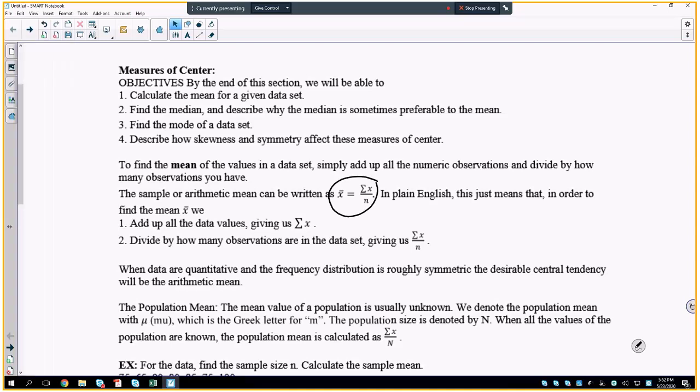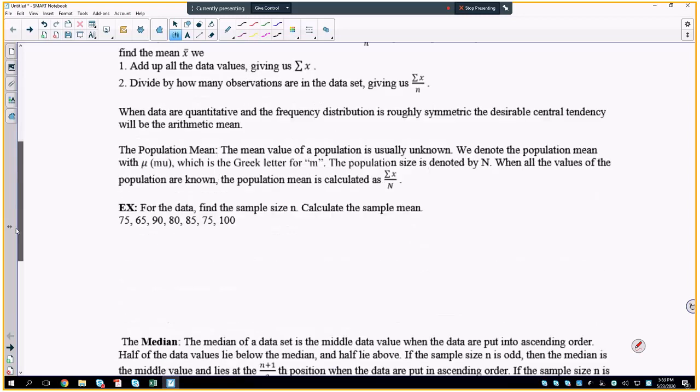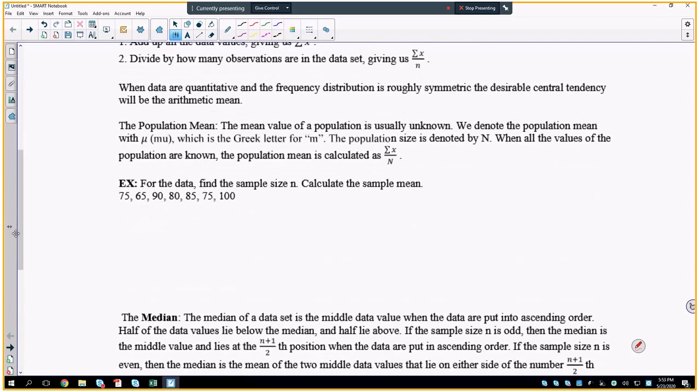And the symbol that we use for the mean is x with the bar on top, and we will say x bar. So the way we read this is x bar is equal to the sum of x over n. In plain English, that just means to find the mean x bar, we add up all the data values, which is the sum of x, and then divide by how many observations, which is n. So we have the sum of x divided by n. All right. When data are quantitative and the frequency distribution is roughly symmetric, the desirable central tendency will be the mean.